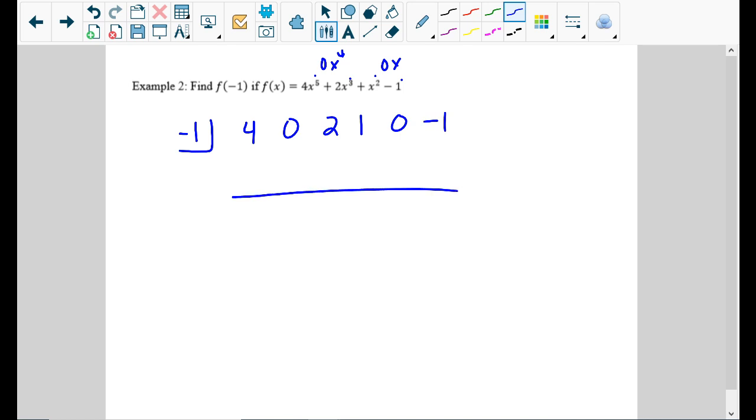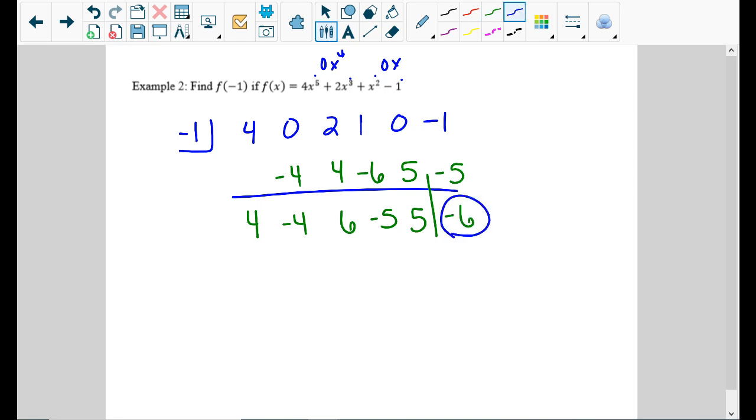So now let's solve. So bring down 4, multiply. 4 times negative 1 is negative 4. Combine. Negative 4 times negative 1 is positive 4. Combine those, that gives me a 6. 6 times negative 1 is negative 6. Negative 6 plus 1 is a negative 5. Multiply by negative 1 gives me a positive. Combine, gives me a negative. And negative 1 and negative 5 gives me a negative 6. So negative 6 is my remainder there. So when I plug in f of negative 1, I should get a negative 6 out.